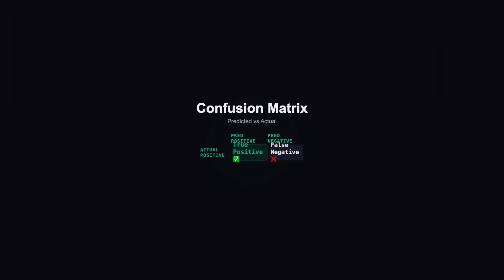For classification, accuracy alone isn't enough. We use the confusion matrix. True positives are correct positive predictions. True negatives are correct negative predictions. False positives are false alarms. False negatives are misdetections. From these, we calculate precision, recall, and the F1 score.